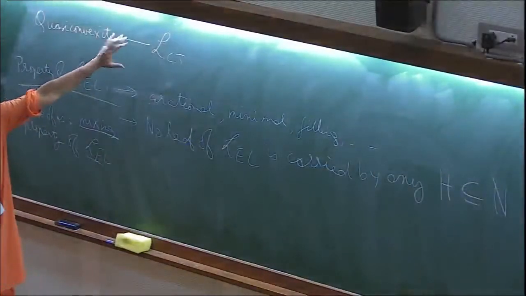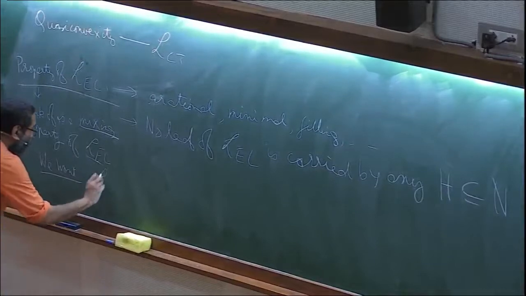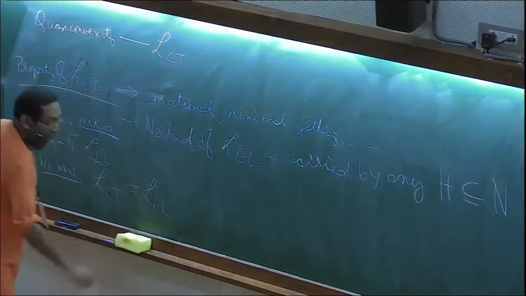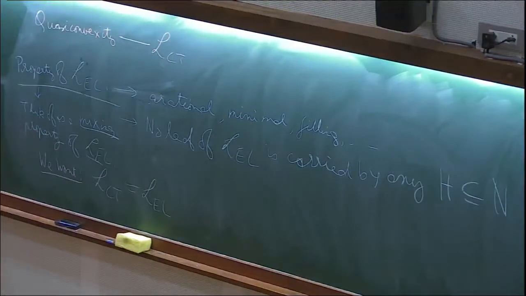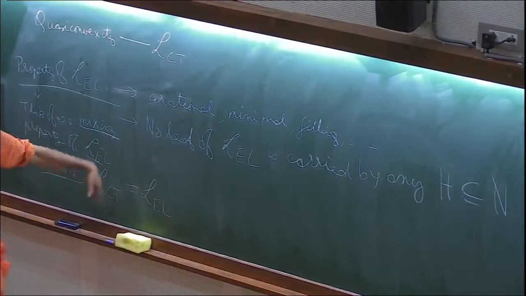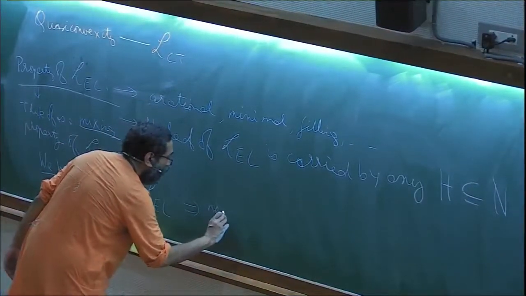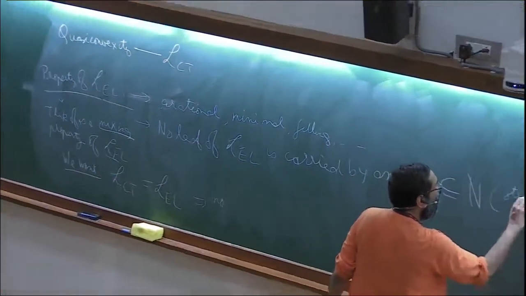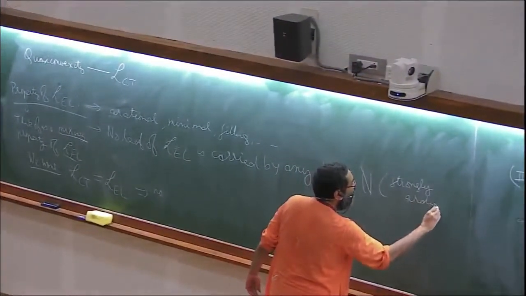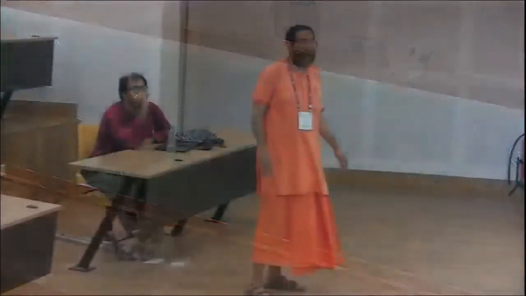So which means what? If you combine this, what would we like to say? We want LCT equal to LEL. Suppose we can prove that these two things are the same, then what would follow is that no leaf of the Cannon-Thurston lamination is carried by a finitely generated subgroup of infinite index. This is called strongly irrational. Instead of having geometric subsurfaces, you just say any finitely generated infinite index subgroup. So such laminations are called strongly irrational.